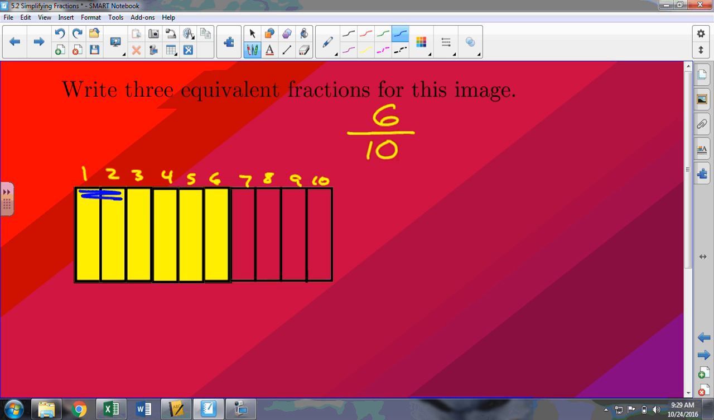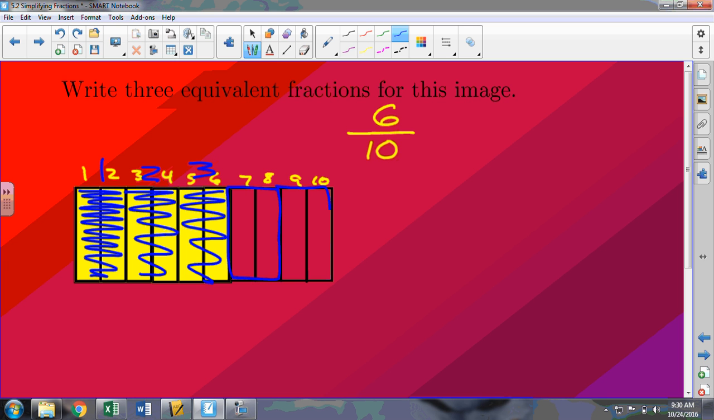We could block this with a size of 2, and that would be 1, and 2, 3, a block of 4, and a block of 5. We discussed before that visually what this piece is doing is just dividing out by 2. When you divide out by 2, this would become 3 pieces out of 5.